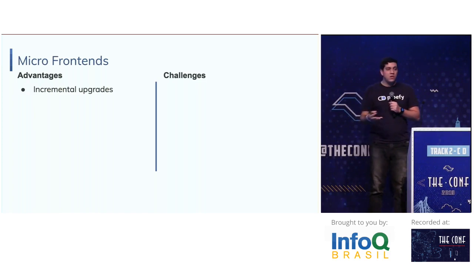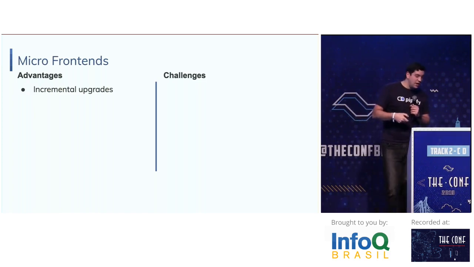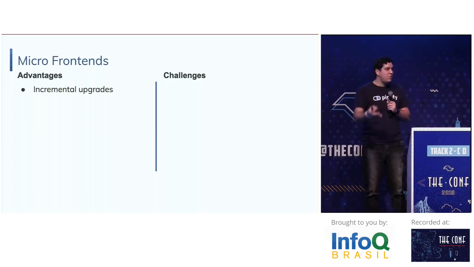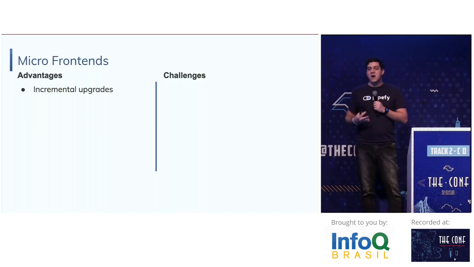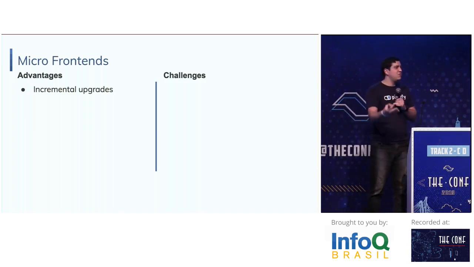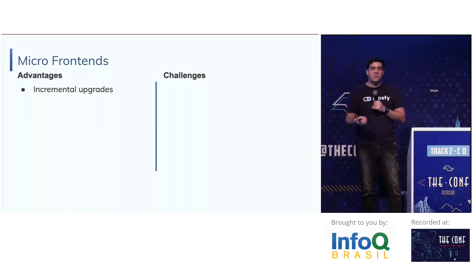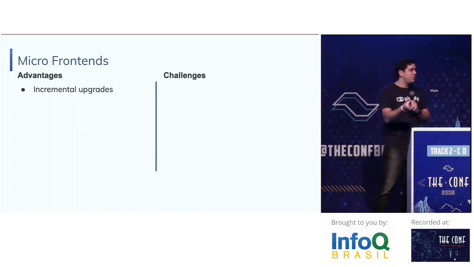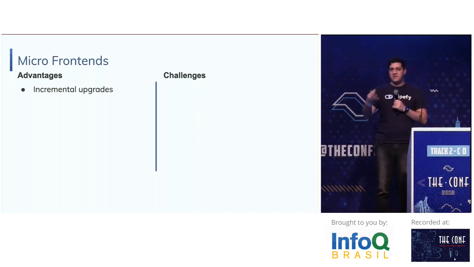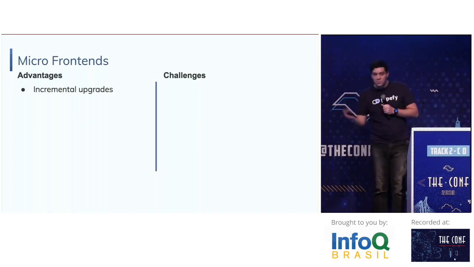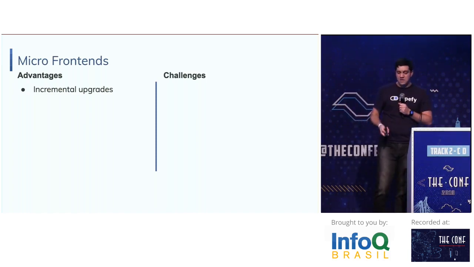Or maybe you want to use a new feature from the library or the language that you use, but you don't want to upgrade your whole system to that new version. You can upgrade only one micro-frontend, test it, and if it works well in your code, you can move this to the other micro-frontends.